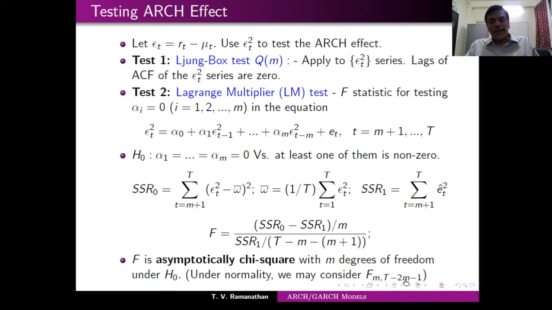Under normality, we may consider F with this, and then C. So this is actually a test of whether any of these are 0 against that they are non-zero. If they are non-zero, it means that these are influencing this, which means that the variances are being influenced by the past variances. That is what conditional heteroscedasticity is. So this is a statistical way of testing. A graphical way of testing is to look at the ACF and PACF of squares or absolute values.